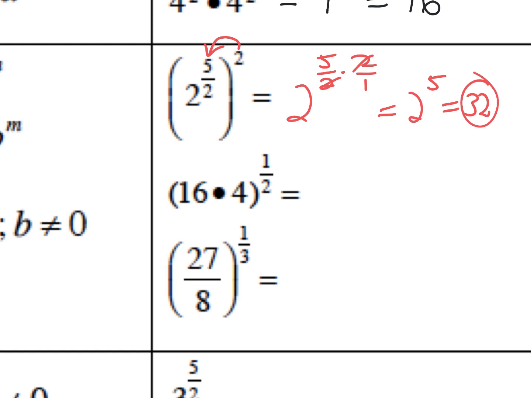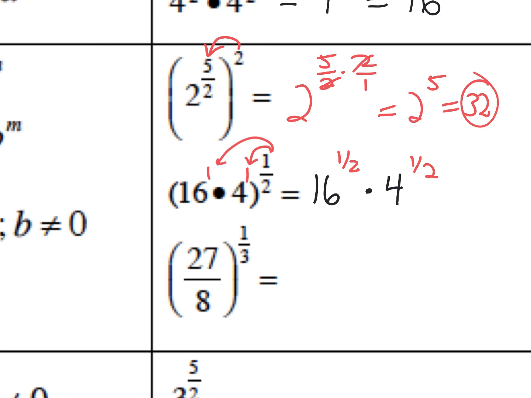Next problem here, 16 times 4. See how that's a times? So what I'm trying to tell you is that as long as this is not a plus or a minus, I could take this 1/2 and give it to the 16. I could take the 1/2 and give it to the 4. So this is going to become 16 to the 1/2 power times 4 to the 1/2 power. Remember, numbers have exponents. So essentially, I took 1/2 times 1 for both factors.